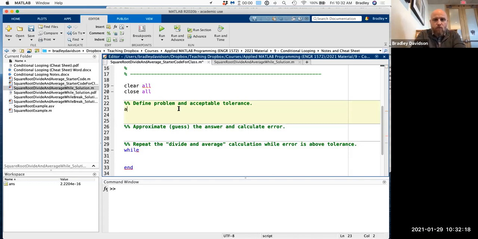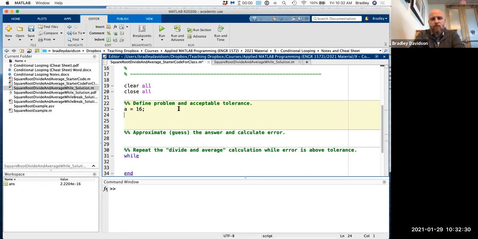Our problem, we had a is equal to 16. I think I said operand earlier, but I think it's actually radicand, the name of what goes underneath the radical. And so then let's create a variable called error tolerance. Let's put in 0.001. That's what we want to get under.